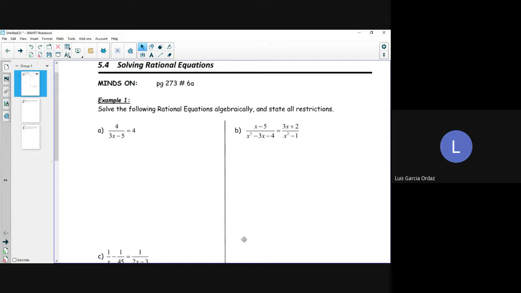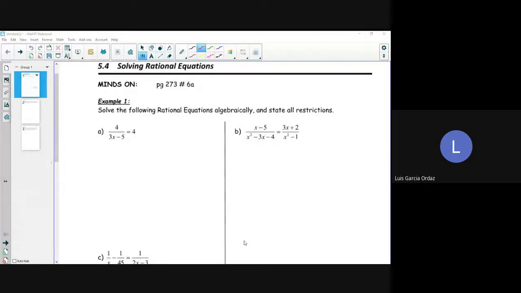Okay. So this is a pretty simple lesson. We're doing the same thing as polynomial equations. It's the same thing when solving rational equations. Okay. So we want to solve the rational equations algebraically and state the restrictions. So for equations, you can cross multiply. Okay. For inequalities, you cannot. So if this was an inequality for A, you would have to bring the 4 over and say 4 over 3x minus 5 minus 4 is greater than or less than 0. Okay? And that lesson will be in the next one. Where is this thing? Here we go.